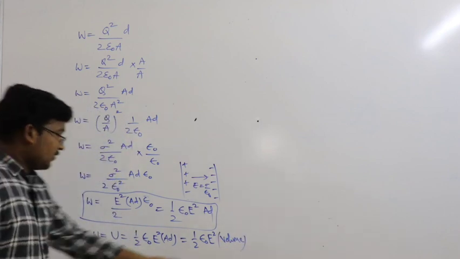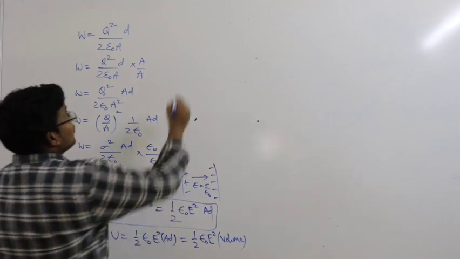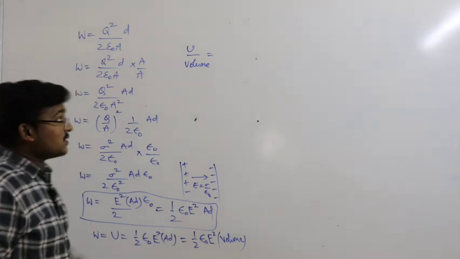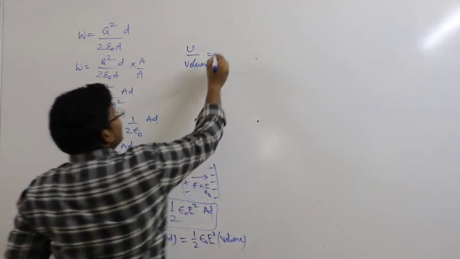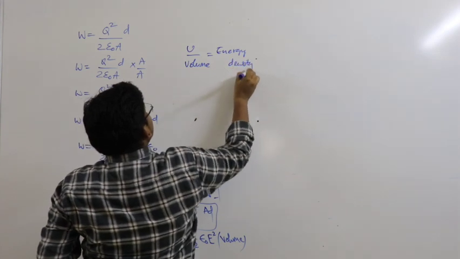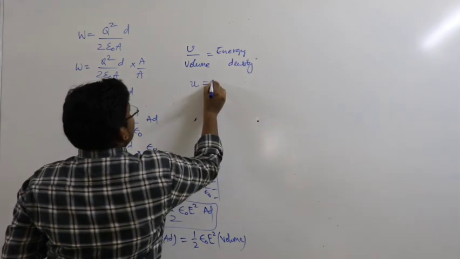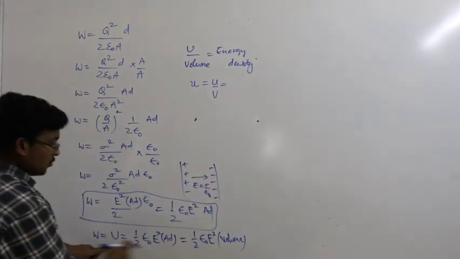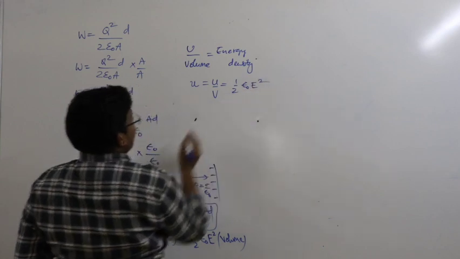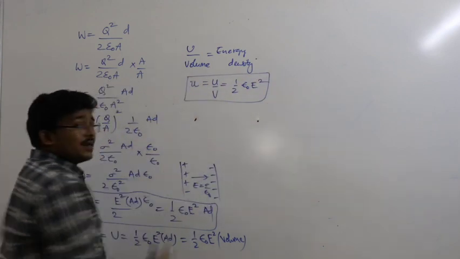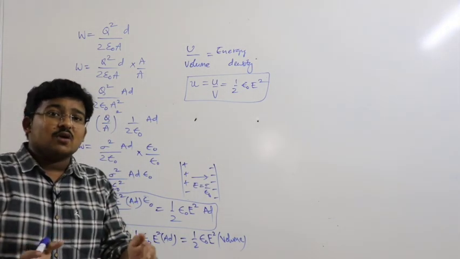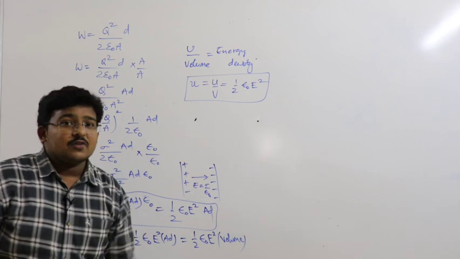Now if I send this volume down, you will get U upon volume. It is called energy upon volume, called energy density. I will write it with small u, which is U by volume, which is half epsilon naught E square. So this is the formula for energy density. Energy density means energy stored in the unit volume of the parallel plate capacitor is half epsilon naught E square.